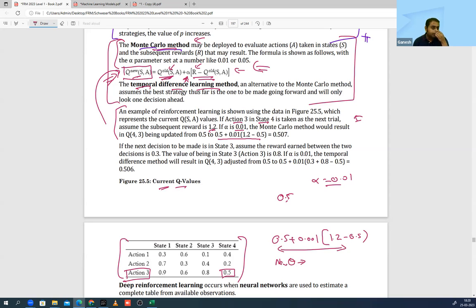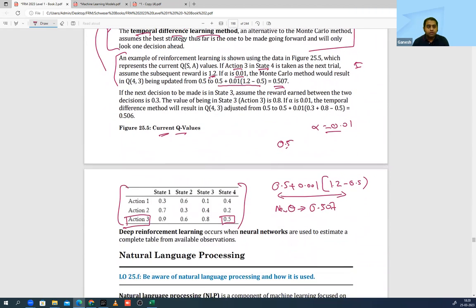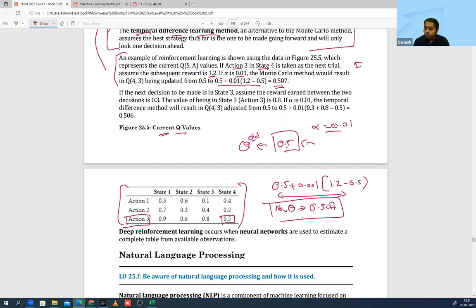Right? What is the value? It is calculated: 0.507. Right? Now, do you realize your initial value was 0.5? This was my old Q. From here, I have moved to this new Q, which is 0.507. Can you see this? I have adjusted from this to this value.